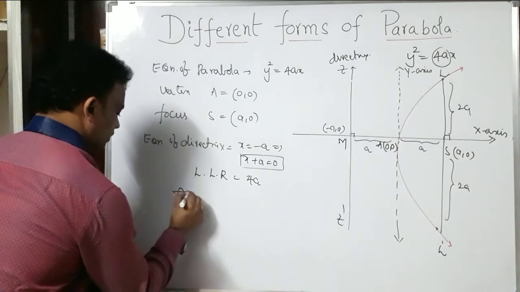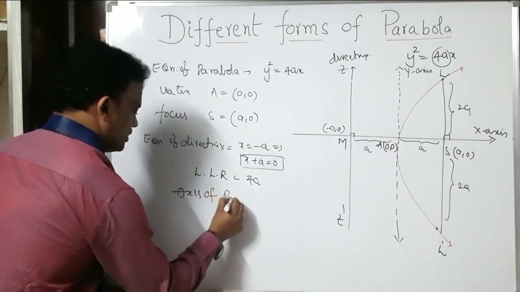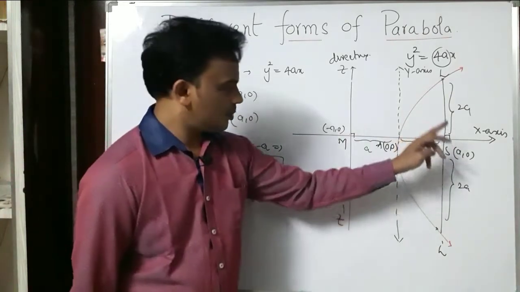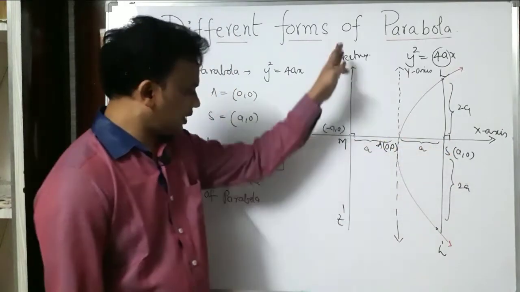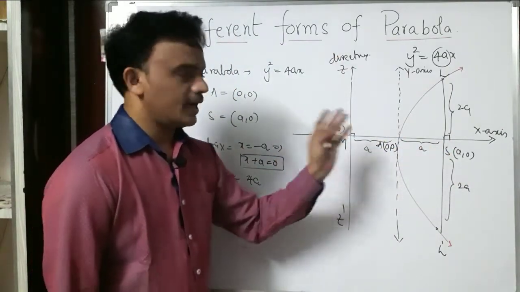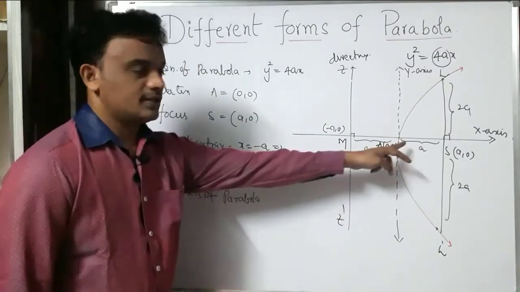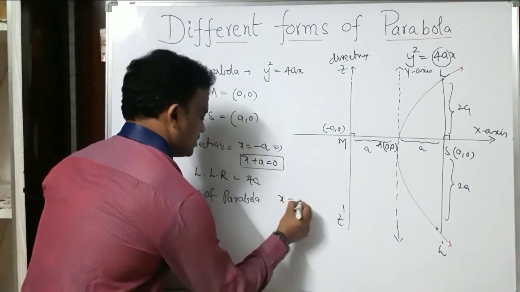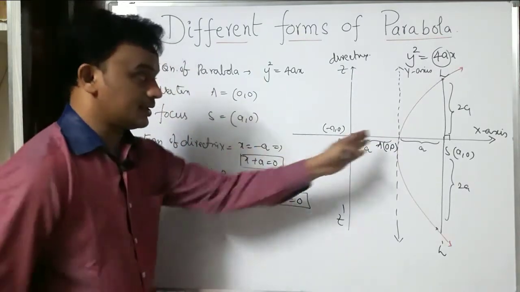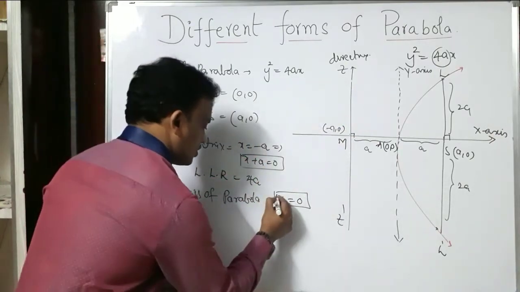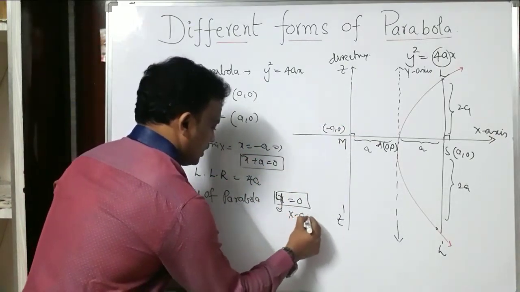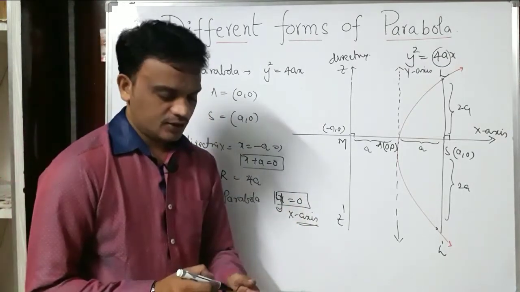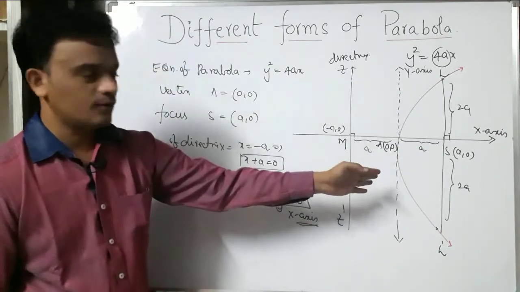And what is the axis of the parabola? Axis means any line which passes through the focus and which is perpendicular to the directrix. That is called the axis of the parabola. So in this case, which is in standard form, what is the axis of the parabola? It is y equals to 0, I mean I can say the x-axis. So these are the terms from the standard form of the parabola.